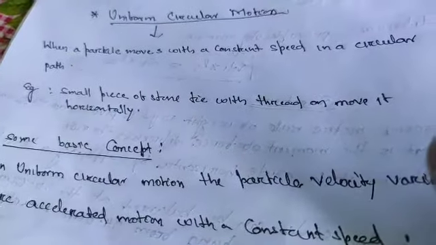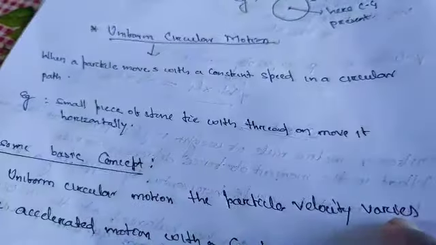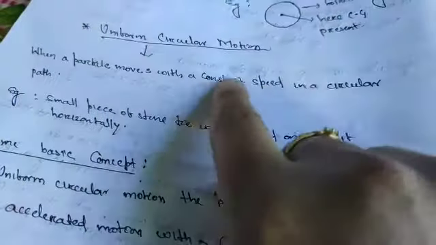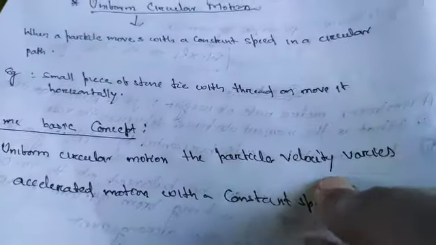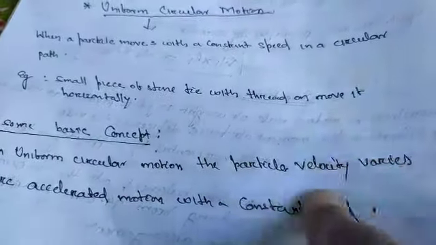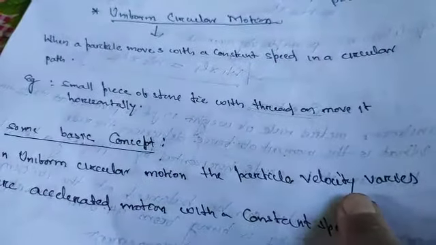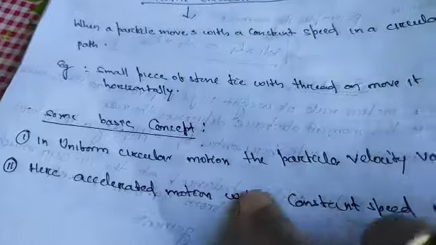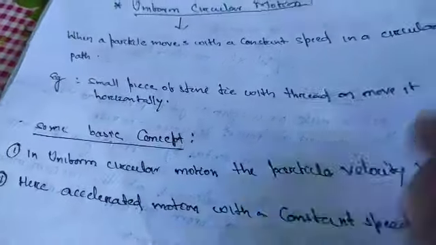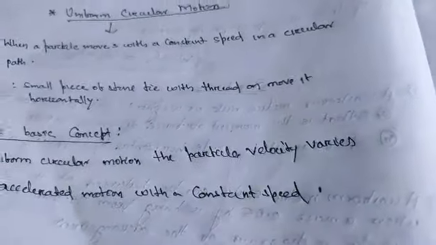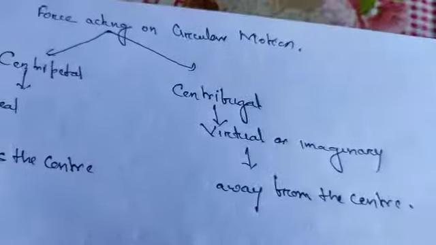What is that? In uniform circular motion, the particle velocity varies. Means here, see, the word is constant speed, but what can change? The velocity can vary. So this is the most important point which you have to remember. Speed is constant but velocity varies. Second thing is what? Here it is accelerated motion with a constant rate, means acceleration is present in the presence of constant speed. Okay. Now last is the topic, forces acting in circular motion.